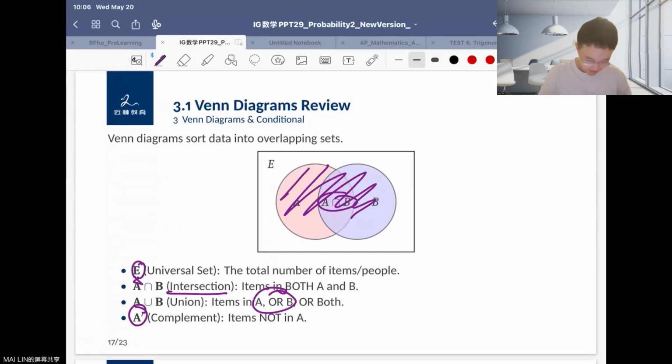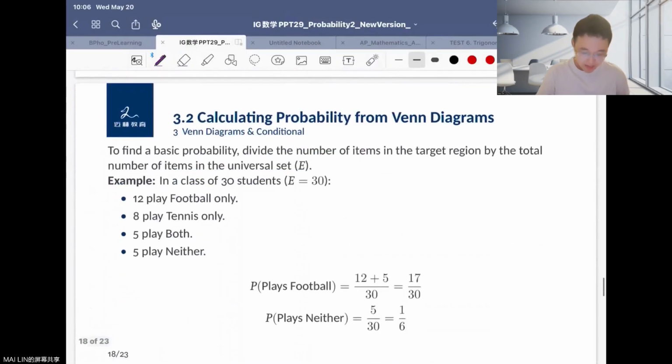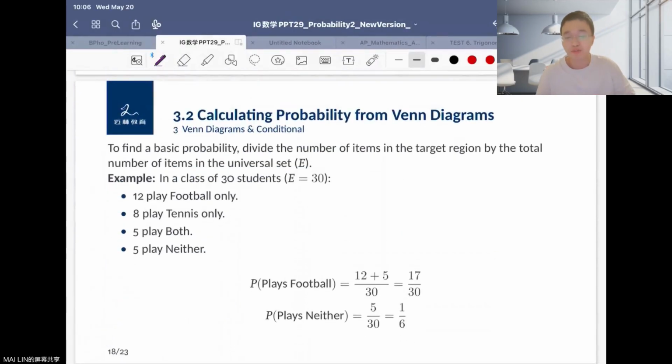Also, we can calculate probability from Venn diagrams. To find the basic probability, we divide the number of items in the target region by the total number of the universal set. For example, we have 30 students in a class. 12 play football only, 8 play tennis only, 5 play both, and 5 play neither. You can try to draw the graph.